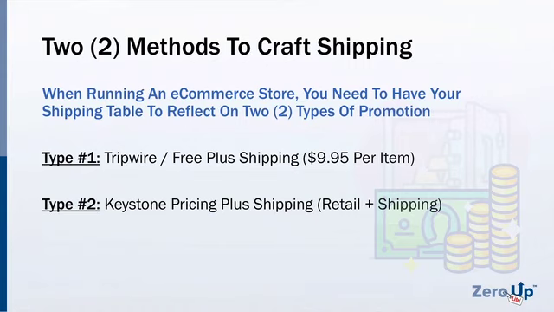Now type number two is called the keystone pricing plus shipping. So what this means is you're charging a retail price for your product and you're also charging shipping on top of it. And however much you charge, again, will basically affect your conversion.